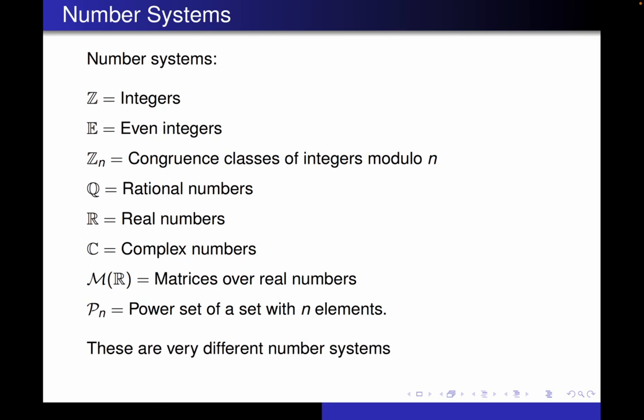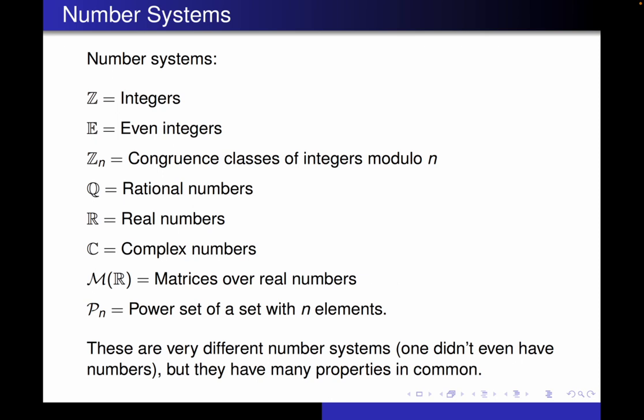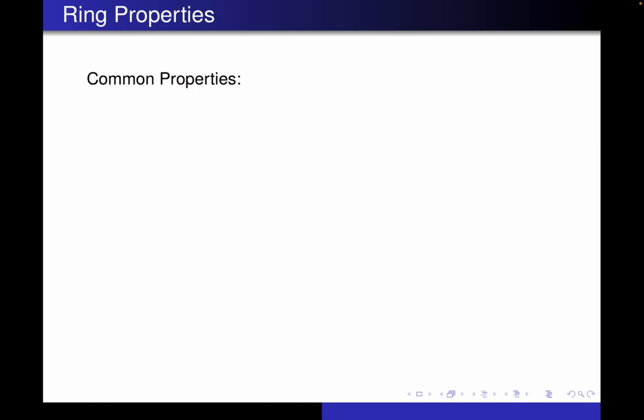So these are very different number systems, and actually if we looked at the power set, those didn't even have numbers. Those had sets as elements. But it turned out they did have a lot of properties in common, and those are the properties that are going to give us the definition of a ring. So here were the common properties.